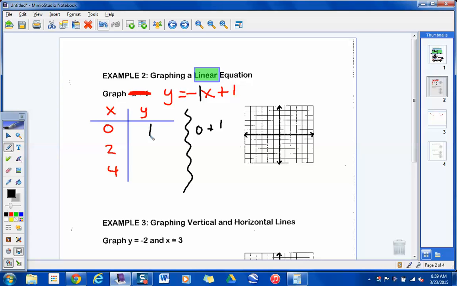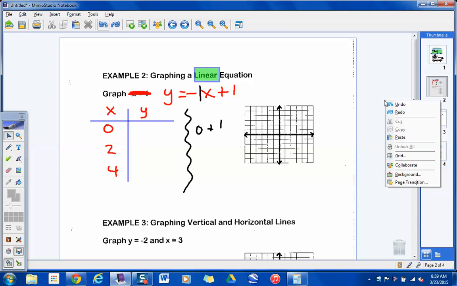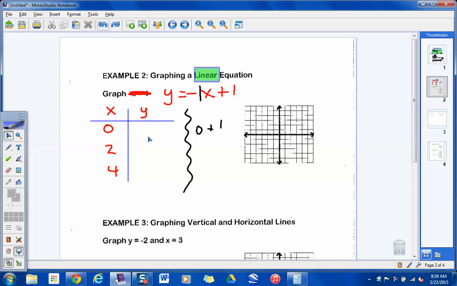Throw 4 in. Negative 1 times 4 is negative 4, right? Plus 1 more would be negative 3. Okay? So I put those inputs of 0, 2, and 4 in, and I've got outputs 1, negative 1, and negative 3. You guys agree with that?